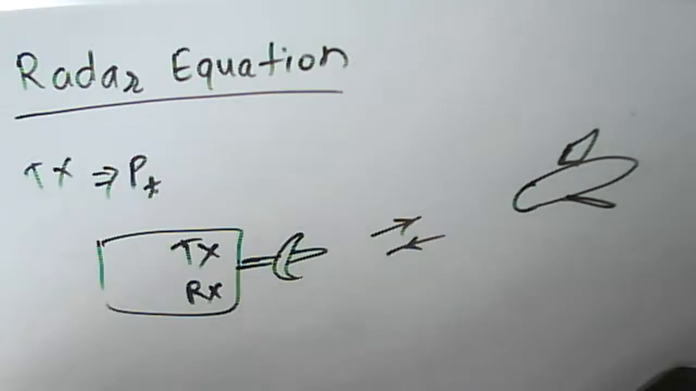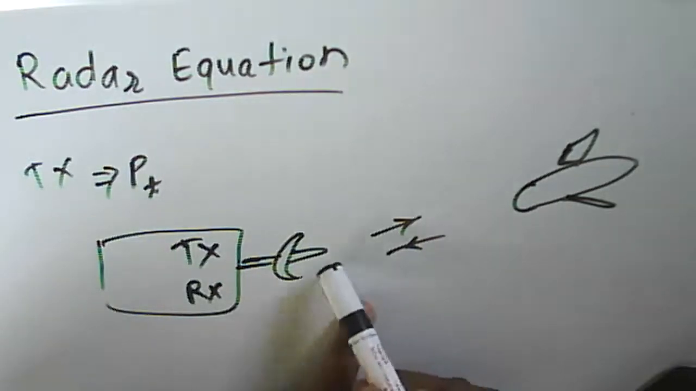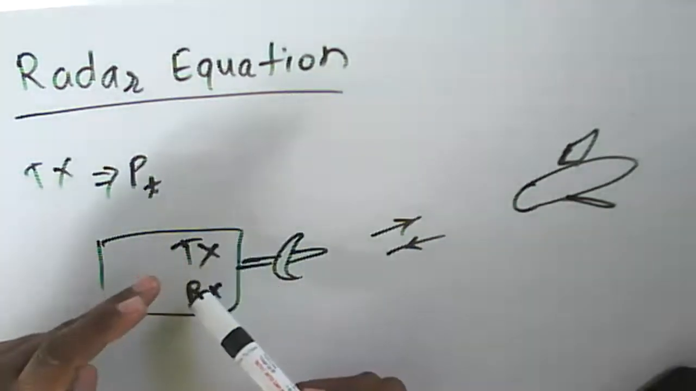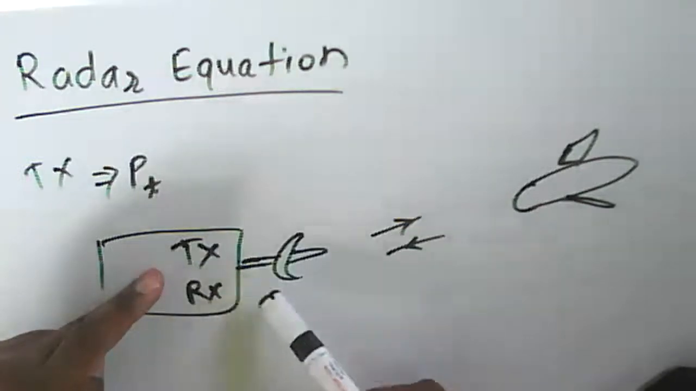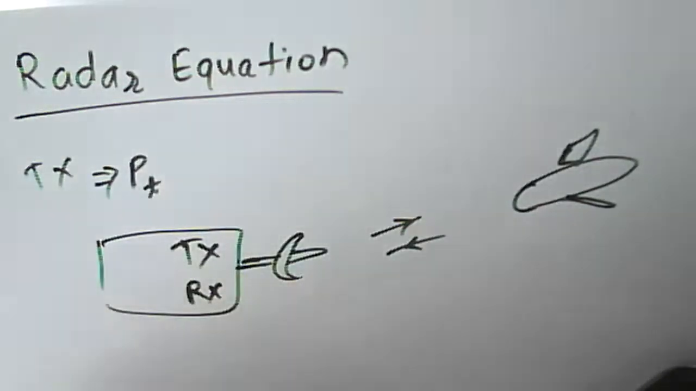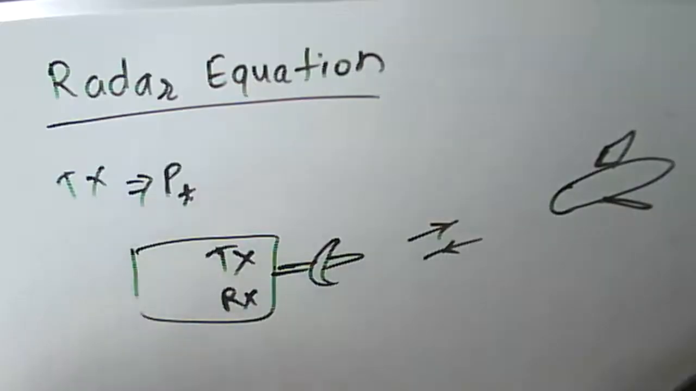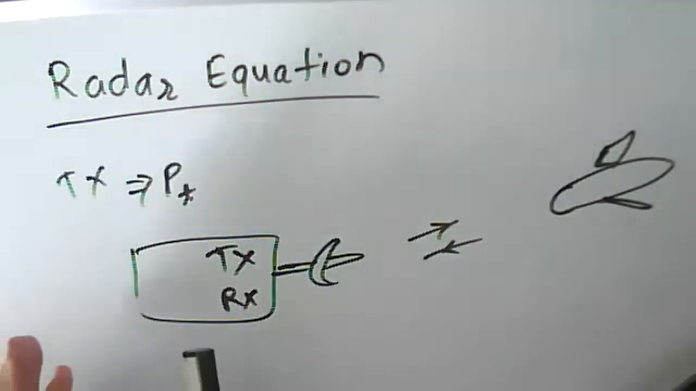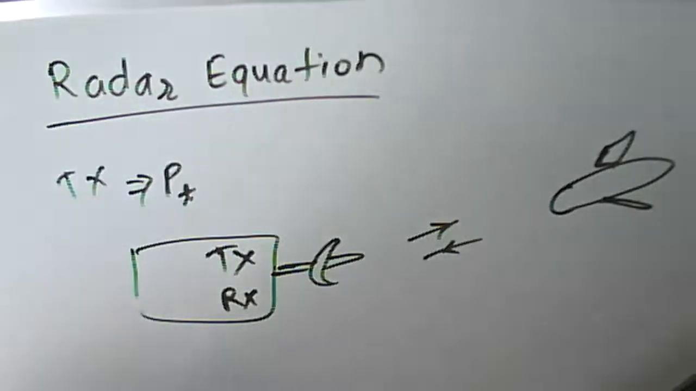Now, what will the transmitter be, what will the receiver be, and what will the antenna be in this particular device? These are the components of the radar, and through them we calculate the radar range, or the radar equation.